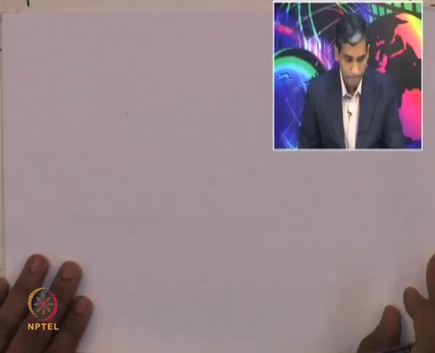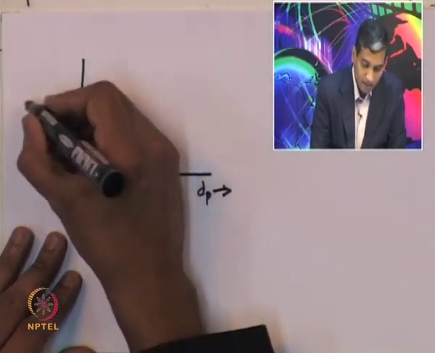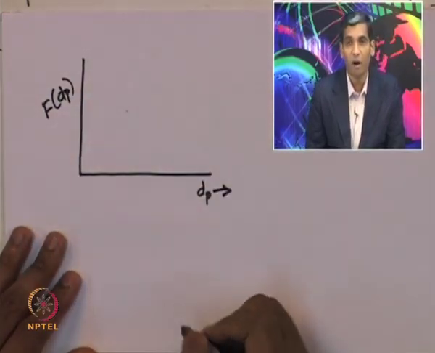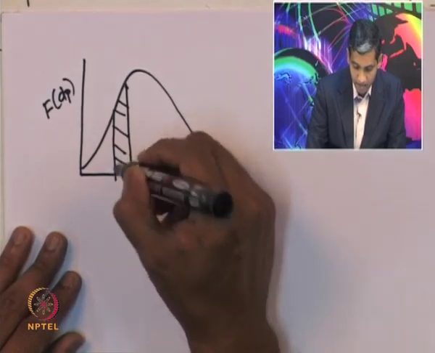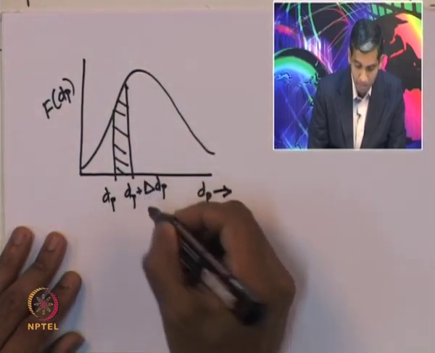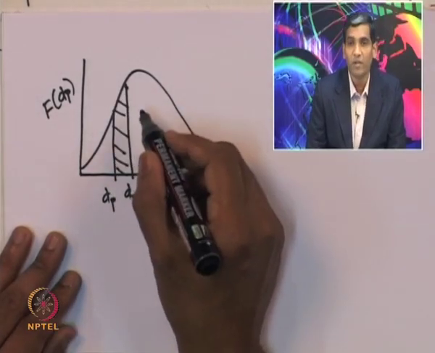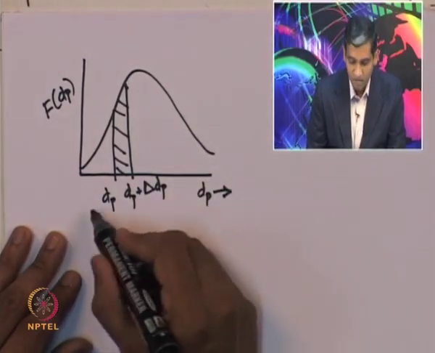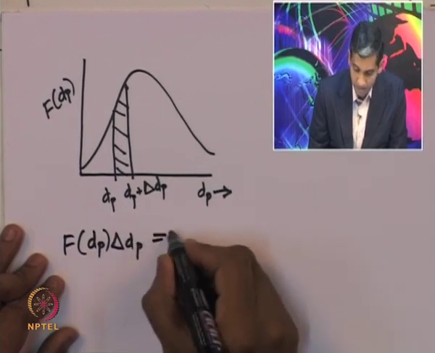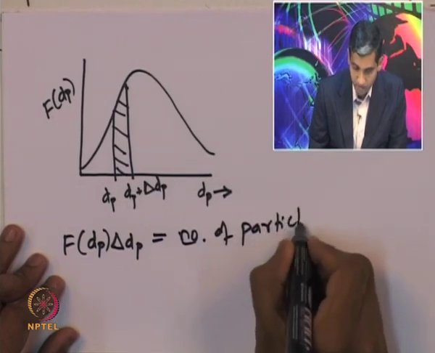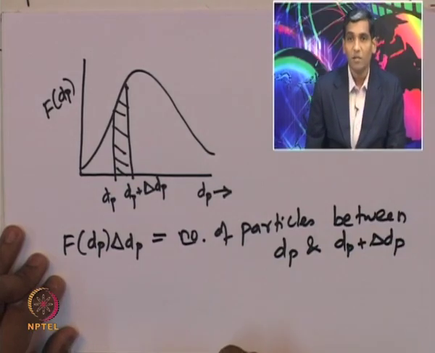So let us look at what a distribution is. Suppose I look at the plane of number of particles versus the fraction of the number of particles that are of a particular size. Then we expect that it is a certain histogram where the location is between, let's say, dp and dp plus delta dp, which is a small difference in the particle size. In that case, the area under the curve in this location signifies the number of particles which are present in the system whose diameter is between these two numbers. So therefore, f of dp multiplied by delta dp is the number of particles between dp and dp plus delta dp.